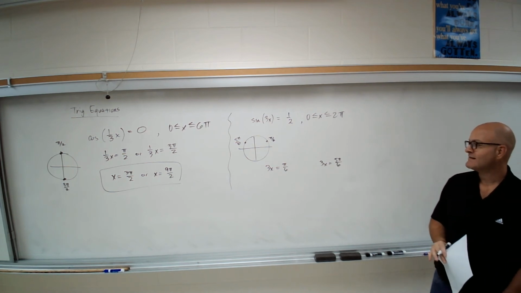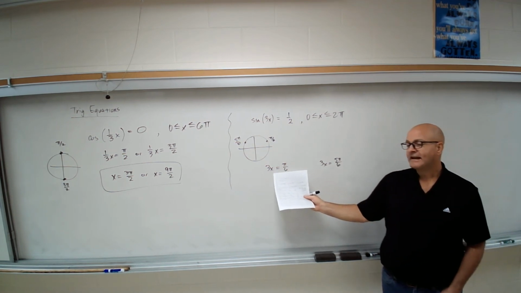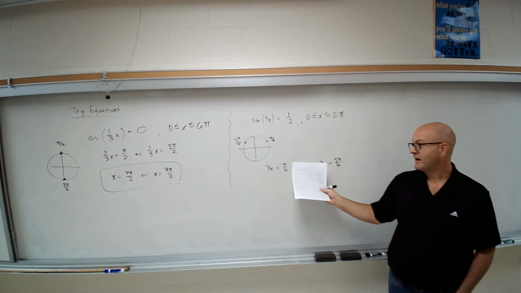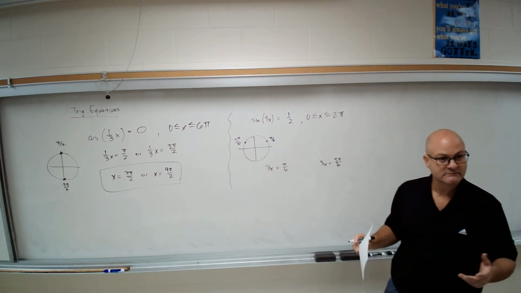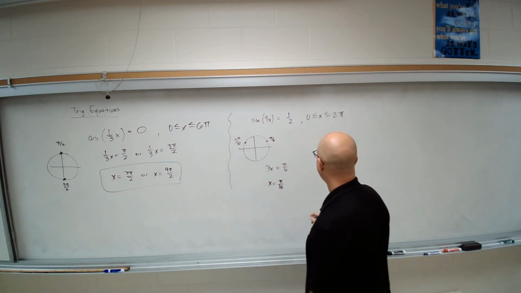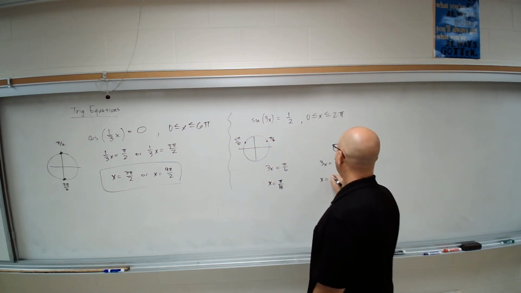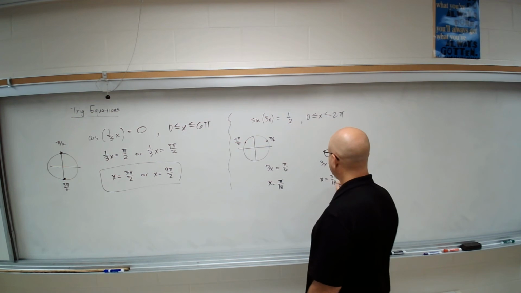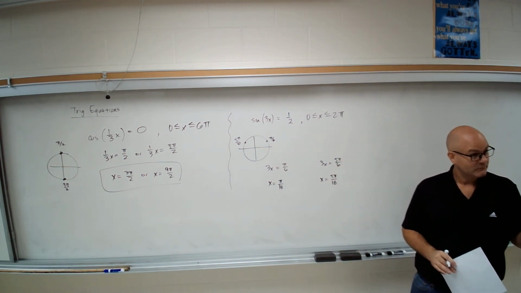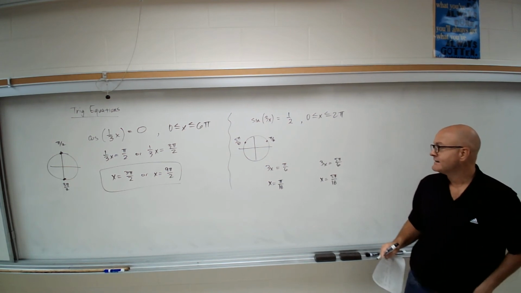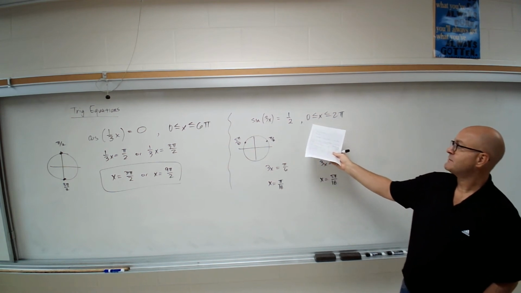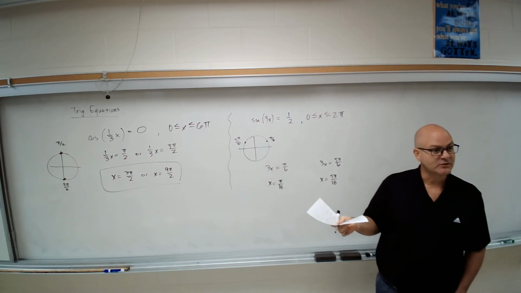The problem is, though, to get x by itself, we're going to divide by 3, correct? So it's going to become pi over 18. And this would become 5 pi over 18. Right? So those are two solutions. Here's the problem, though, is that these are just two solutions, but it doesn't list all the solutions from 0 to 2 pi. There's actually more solutions in there.